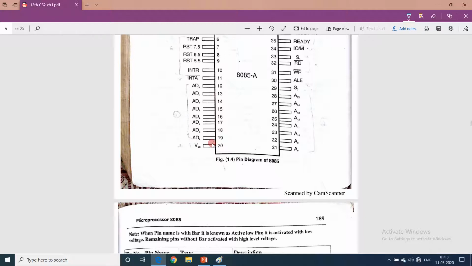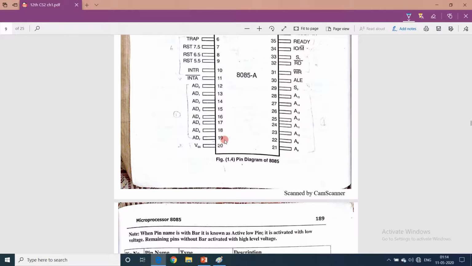So what happens is this pin carries address information and data information also. How will the pin come to know that the particular bit received is address or data? That time ALE is used, address latch enable. What happens is when ALE is 1, that means the bits which are received on these pins are address bits. When ALE is 0, that means the bits which are received on these pins are data.